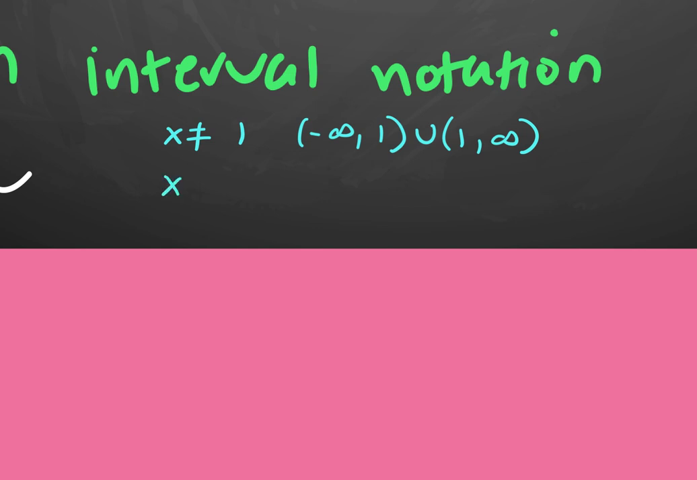If I said x had to be less than or equal to 1, now it's from negative infinity up to 1. So it'd be negative infinity to 1, and there'd be a bracket on the 1 because the or equal to says I can include the 1. If it's greater than or equal to 1, now that's reversed. I put the 1 first, and it goes to positive infinity.